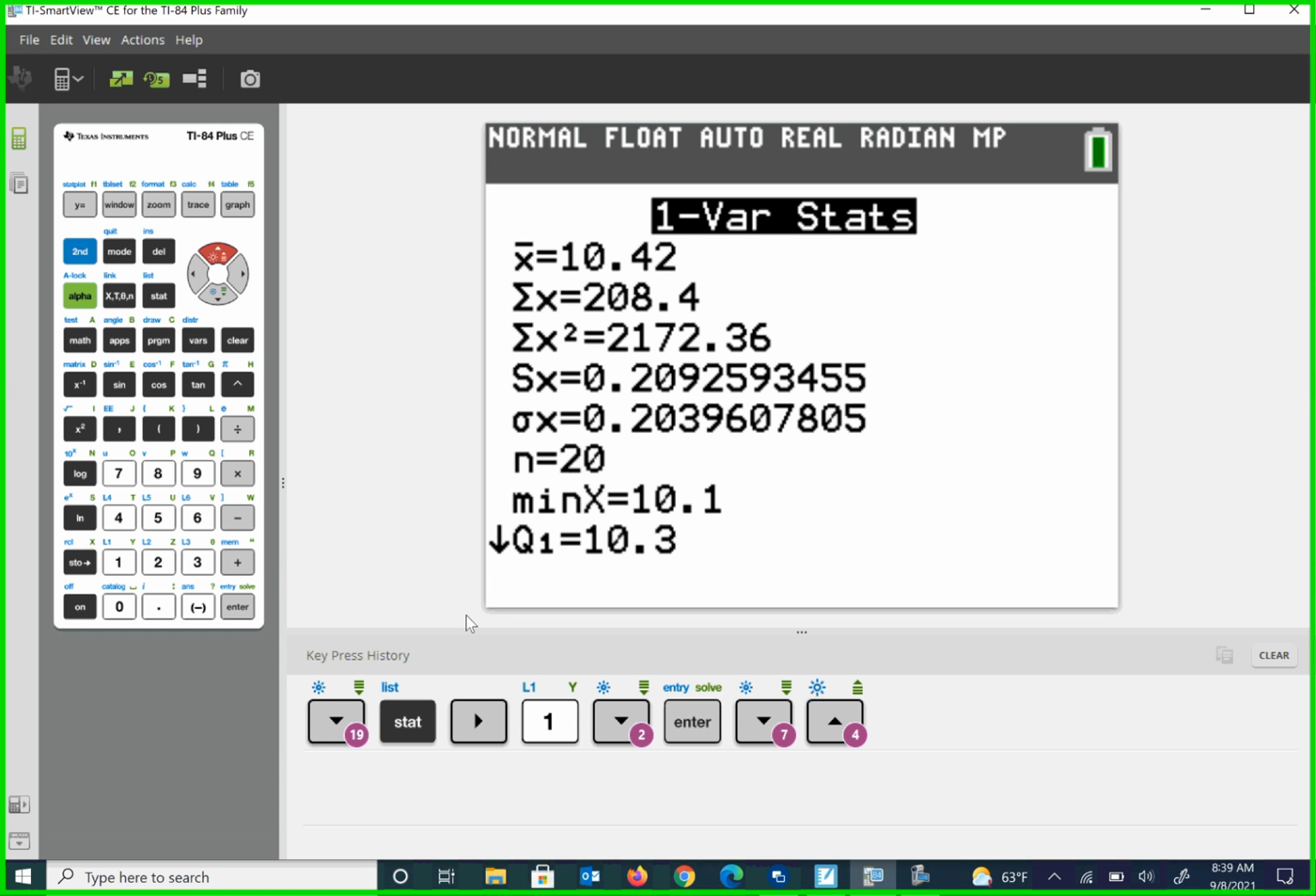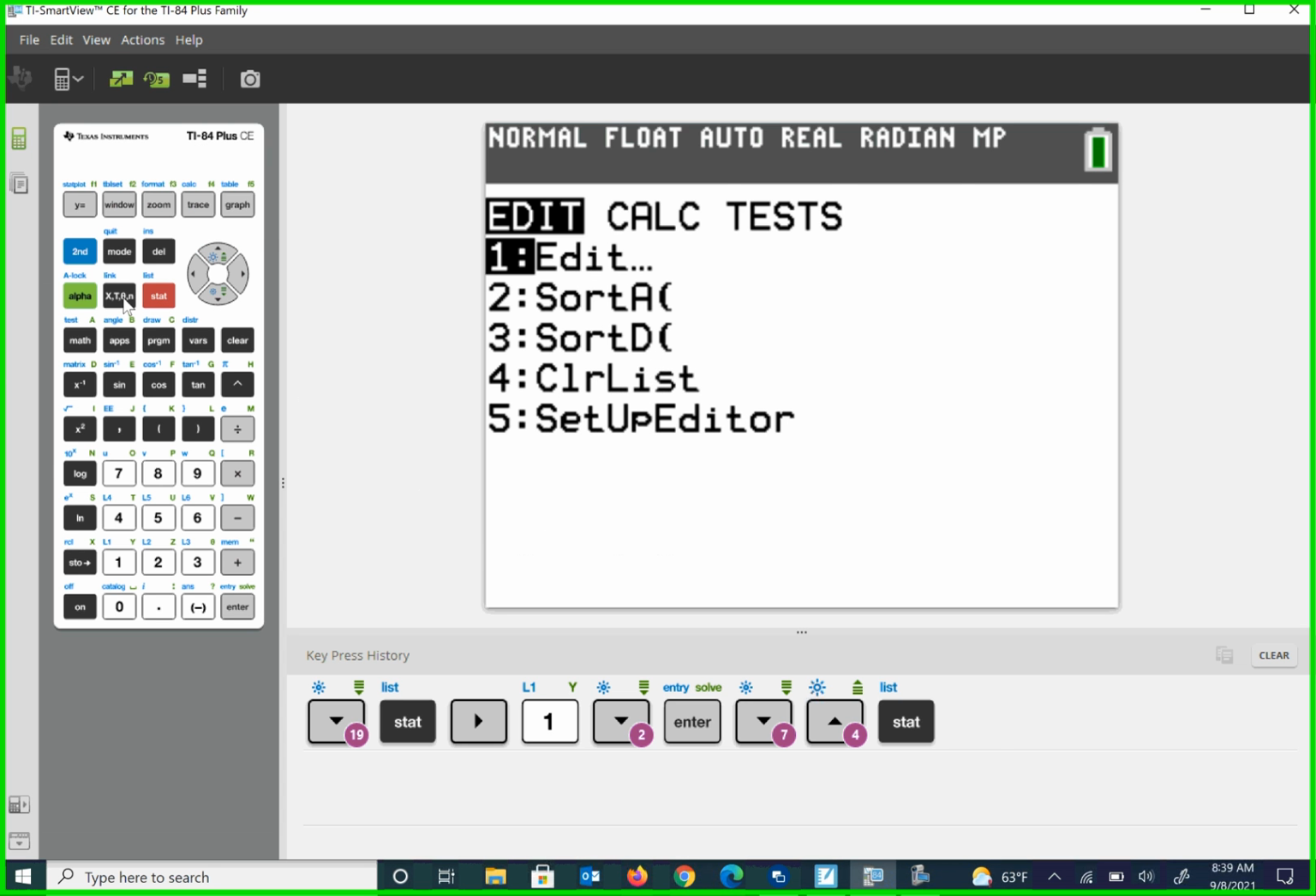The next couple problems, number 5, calculate the standard deviation in the data sets below. Everything's 4, so what's the standard deviation have to be? 0. Okay? If your data is the exact same, you're not going to deviate from the mean.